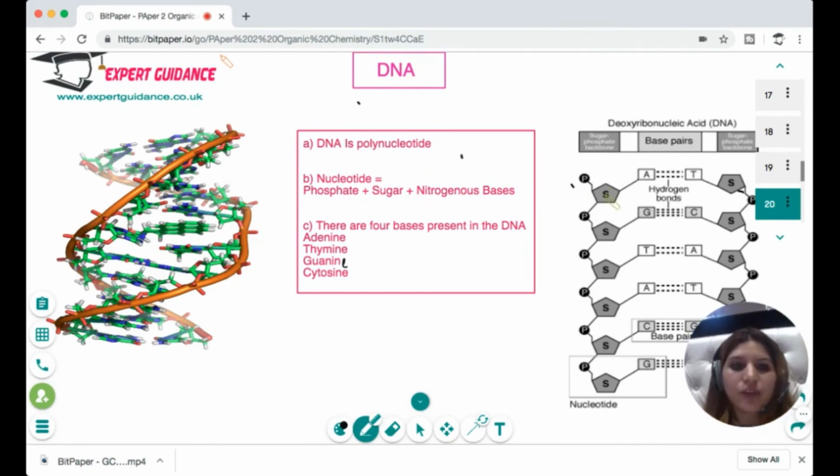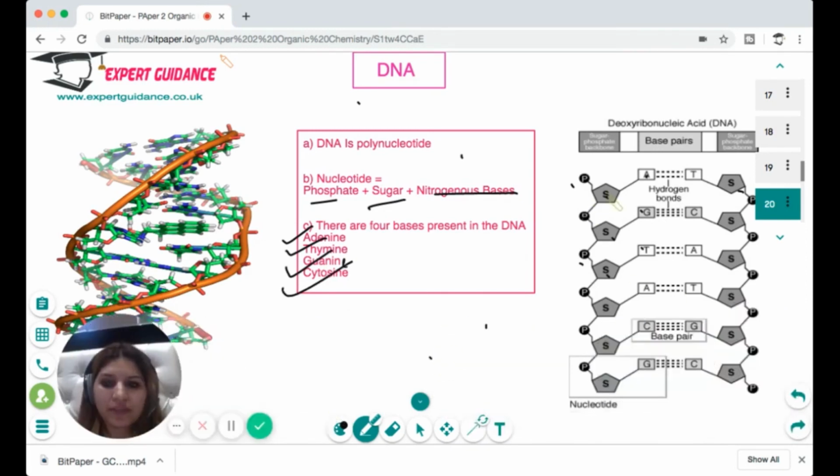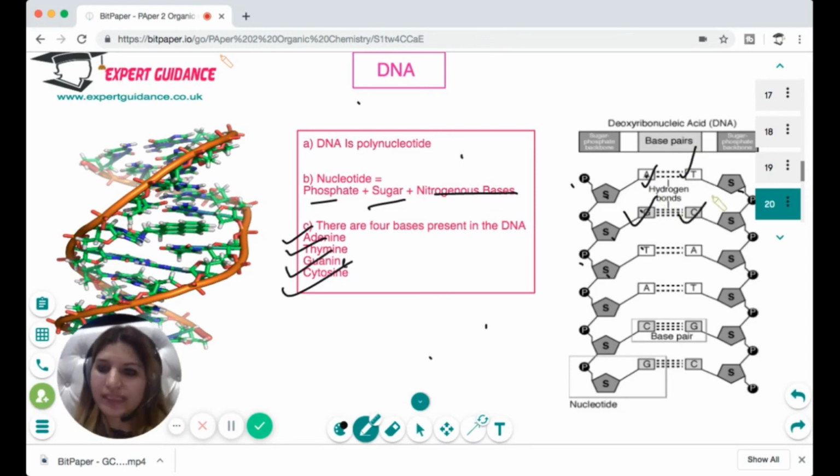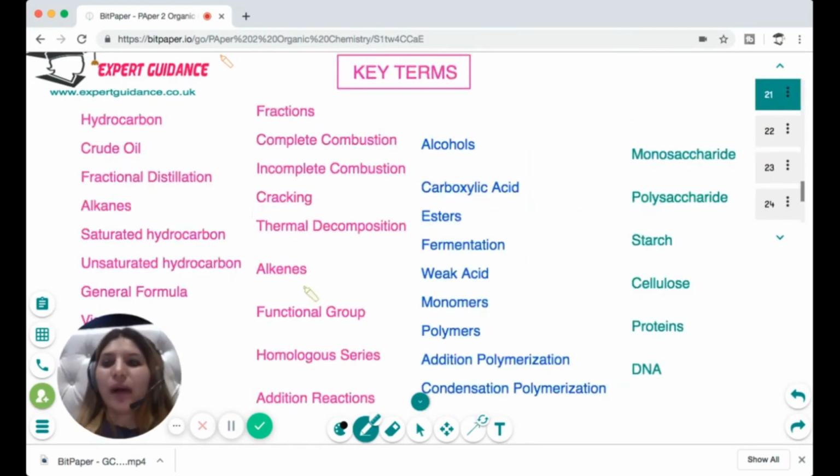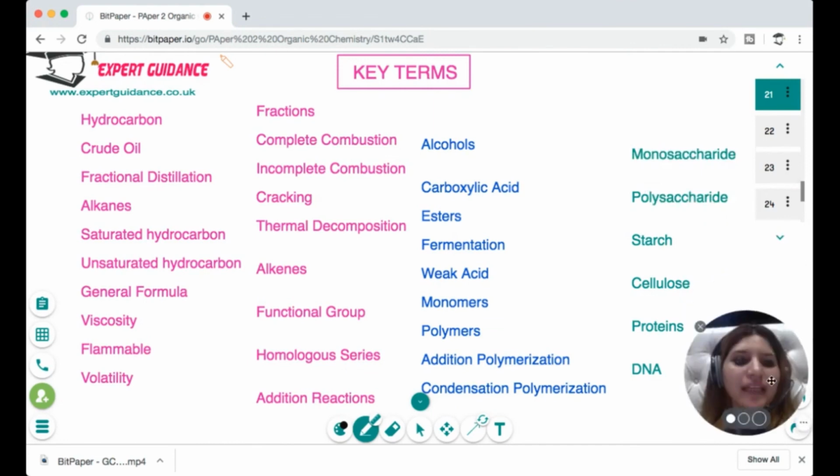Nucleotide means a phosphate, sugar, and a base. So you can see a phosphate, sugar, base. Phosphate, sugar, base is repeated. In DNA, the sugar is deoxyribose. The nitrogenous bases are adenine, thymine, guanine, and cytosine, and they show the complementary base pairing principle. With adenine next to it is thymine, and with guanine next to it is cytosine. Okay, so I hope all this concept of organic chemistry is clear to you.